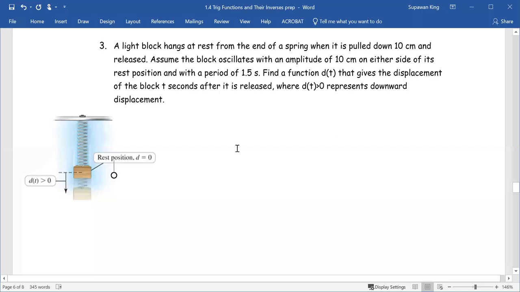Next example: a block hangs at rest from the end of a spring. It is pulled down 10 centimeters and released. Assume the block oscillates with an amplitude of 10 centimeters on either side of its rest position and with a period of 1.5 seconds. Find the function d of t that gives the displacement of the block t seconds after it is released, where d greater than 0 represents downward displacement.